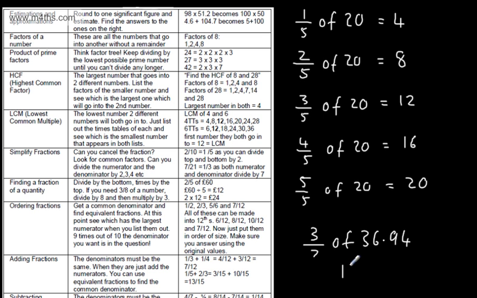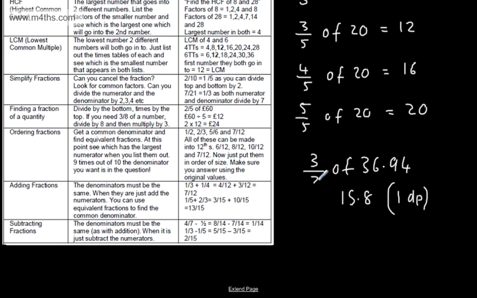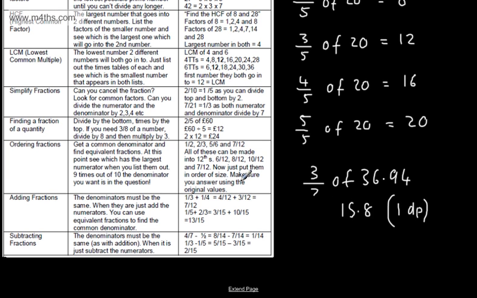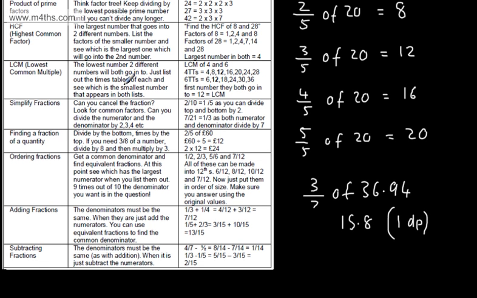So 15.8, and I'm just going to write 1 decimal place. Okay, so that's how we do it. So if you wanted to find, for example, 2/9 of 72.4, just type it in the calculator. Or you could divide this number by 7 if you've not got a calculator like that, or you're not happy, and then go ahead and multiply. So that's looking at finding a fraction of a quantity.